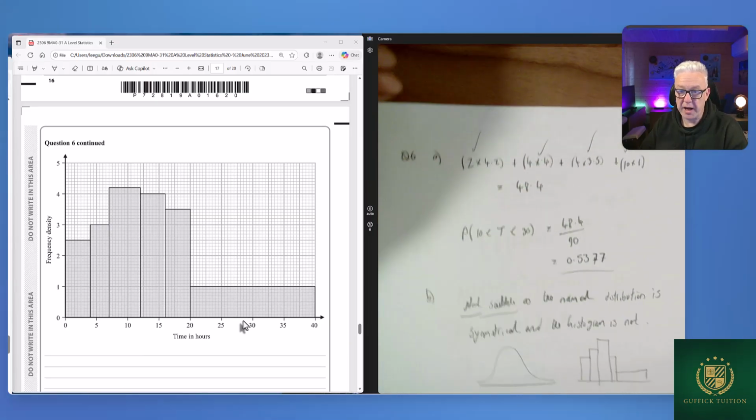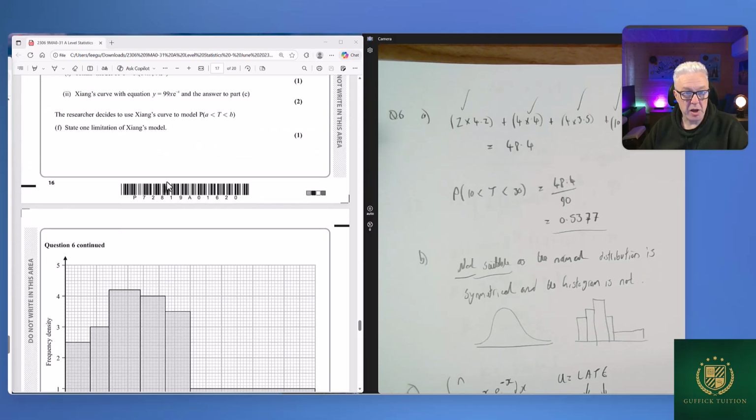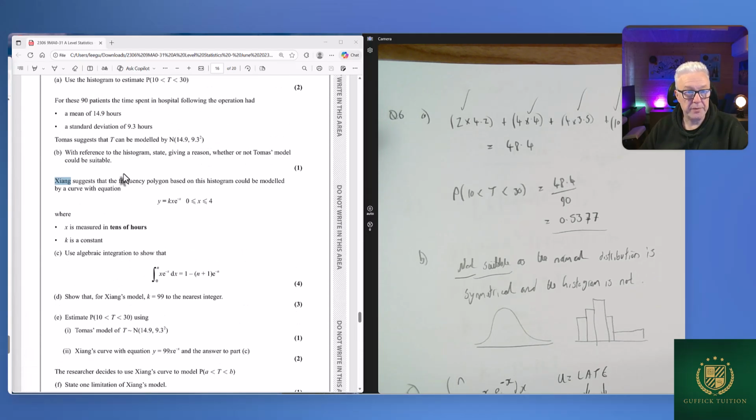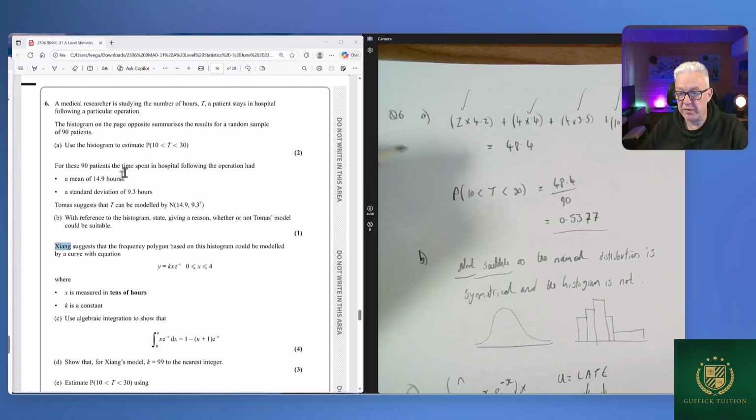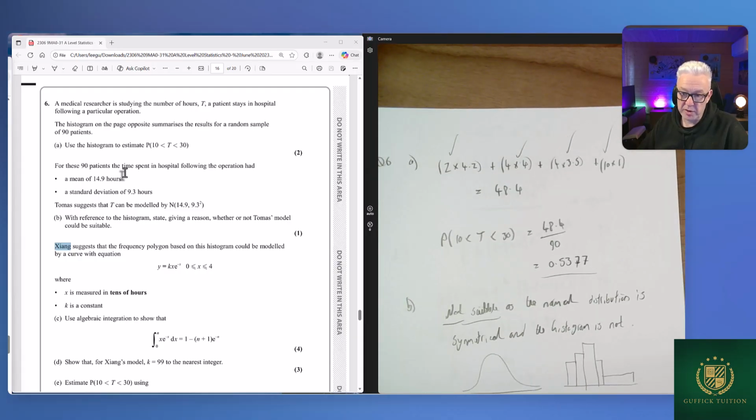Okay, so when we work that out, that's 48.4 is the frequency, because remember, the frequency is given by the area underneath the histogram. And so therefore, the probability that a patient stays between 10 and 30 hours is given by 48.4 over 90, which is 0.5377.